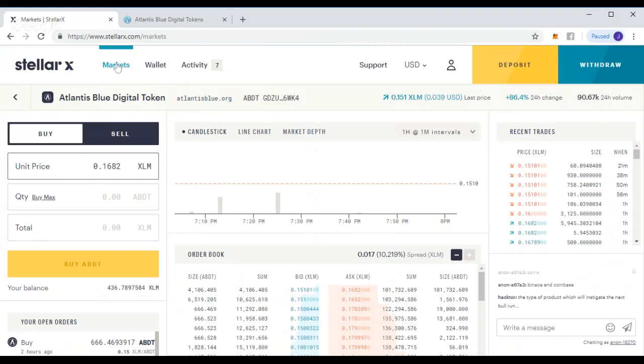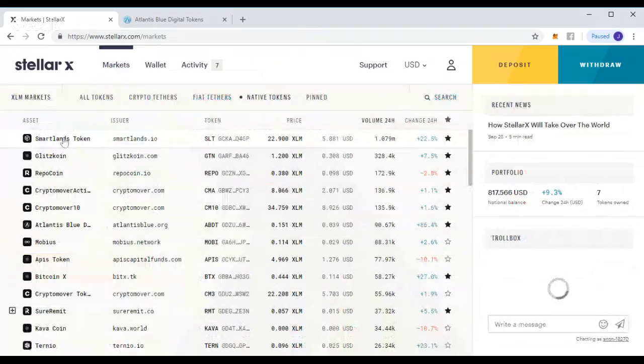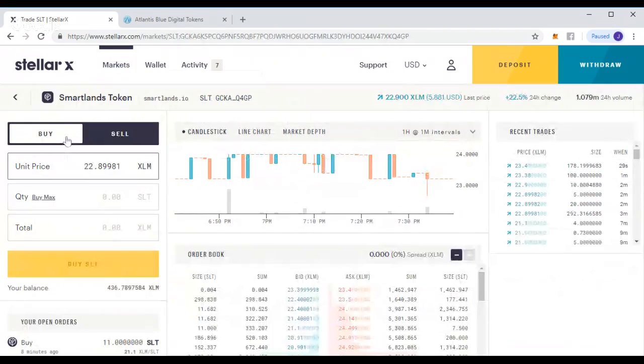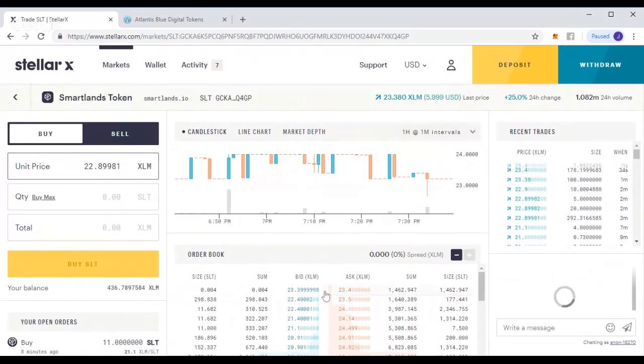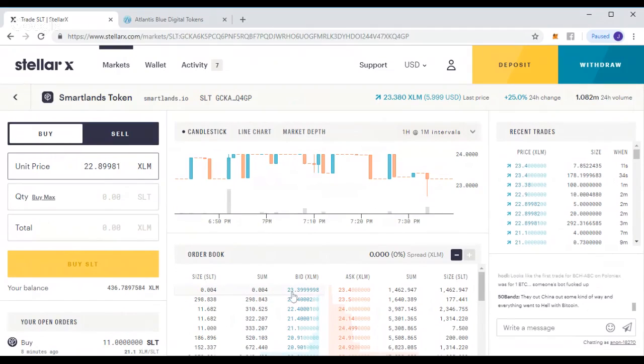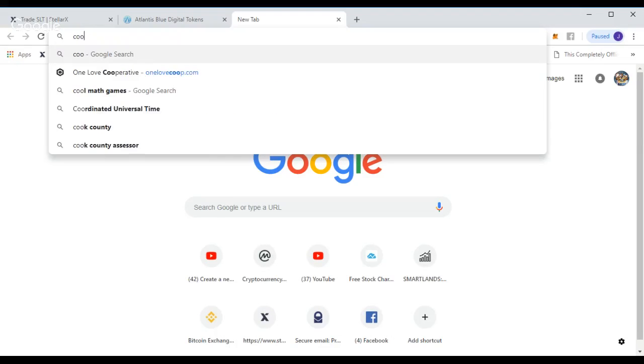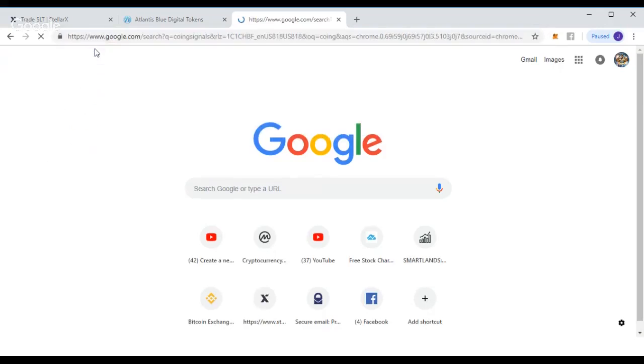The one that we are more focused on today is Smartlands token. And right now it's up 22% within the last 24 hours. Glad I grabbed some. We were running. Let me bring this up on Coin Signals. We had a nice run. We took a nice dip just now, and I went in and bought a lot on the dip.